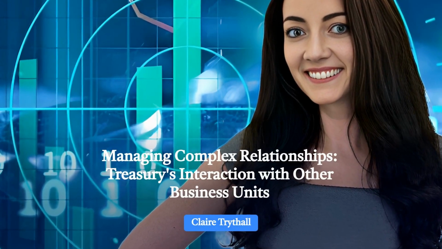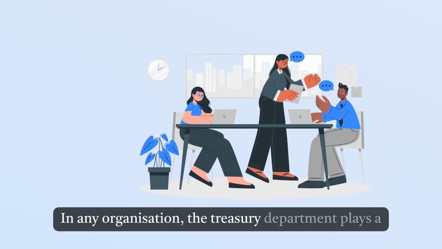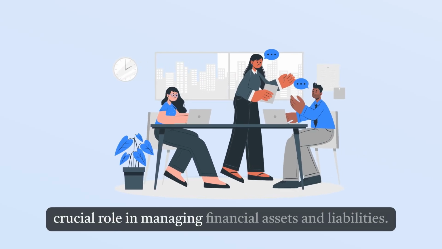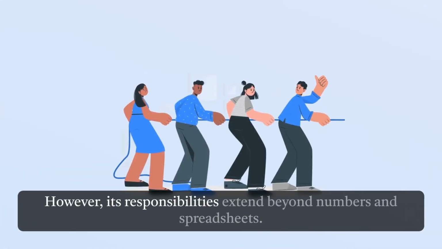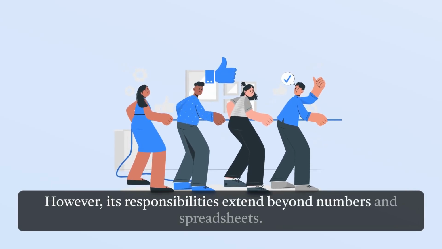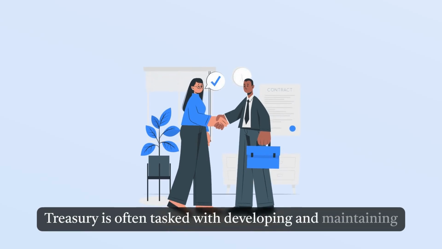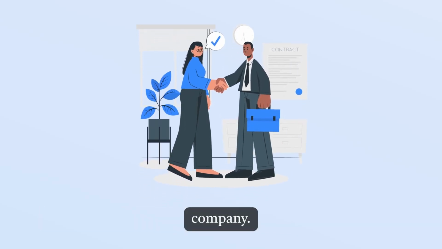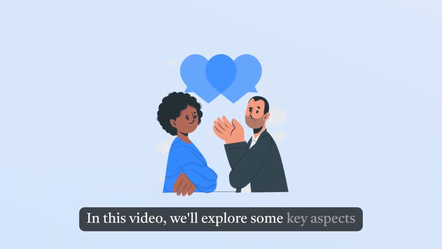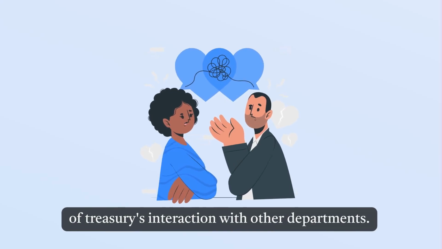Managing complex relationships. Treasury's interaction with other business units. In any organization, the Treasury Department plays a crucial role in managing financial assets and liabilities. However, its responsibilities extend beyond numbers and spreadsheets. Treasury is often tasked with developing and maintaining strong relationships with other business units within the company. In this video, we'll explore some key aspects of Treasury's interaction with other departments.